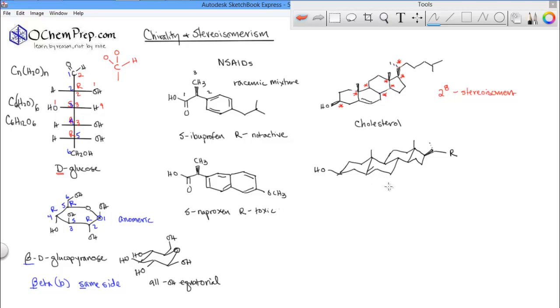So one of my trick questions on one of my tests is how many stereoisomers are there, how many diastereomers are there of cholesterol? Well, the answer is 2 to the 8th minus 2. Why minus 2? Because 1 is cholesterol and 1 is its enantiomer, so the rest is equal to the number of diastereomers of cholesterol.